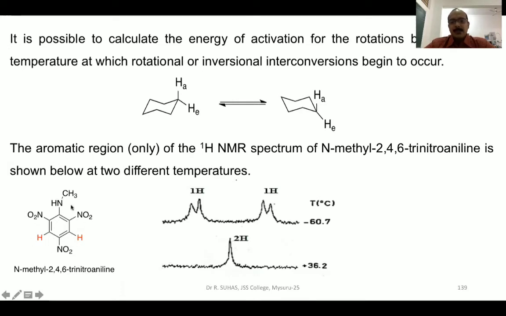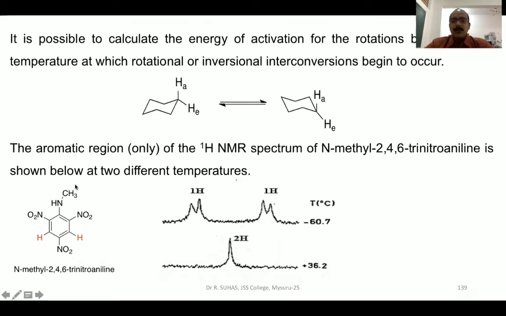So the same molecule, when you do the NMR spectrum at low temperature, say minus 60.7 degrees centigrade, you will see that these two protons distinguish themselves from one another, and hence this one will think that it is a different proton, because of the very slow rotation of this N-methyl group. At room temperature, there will be fast rotation. Because of the fast rotation, these protons will think that they both are one and the same.